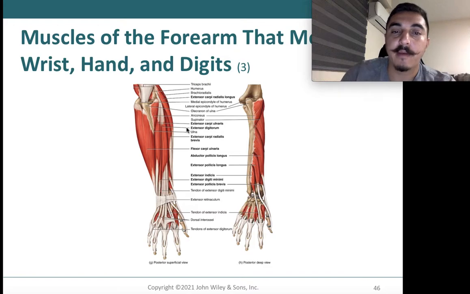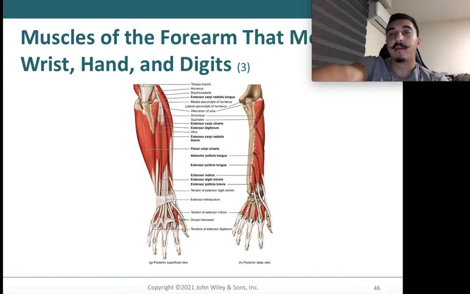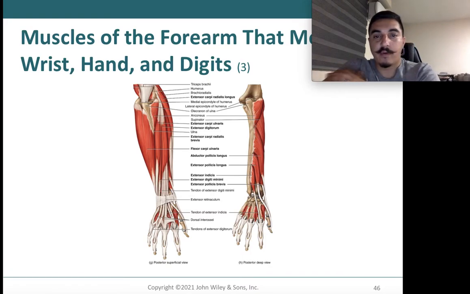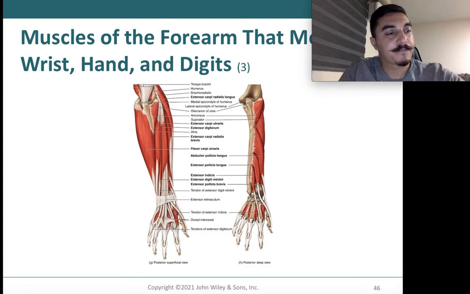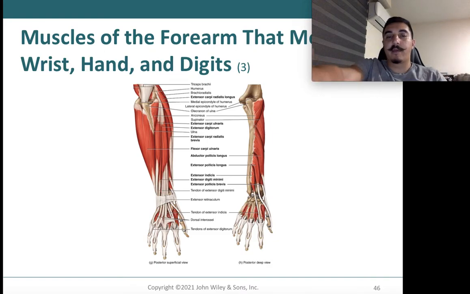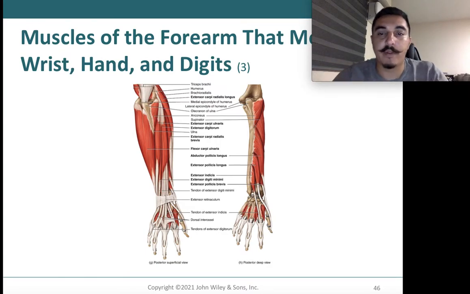Extensor carpi, so it's going to help us extend. We do like this, so I feel that. I feel this stretching right here. We have our extensor carpi ulnaris, extensor digitorum, extensor carpi radialis. These are all going to help move the wrist, kind of move our fingers a little bit, our forearm, our digits. Depending which finger you move, you're going to move a different muscle around our forearm, right?